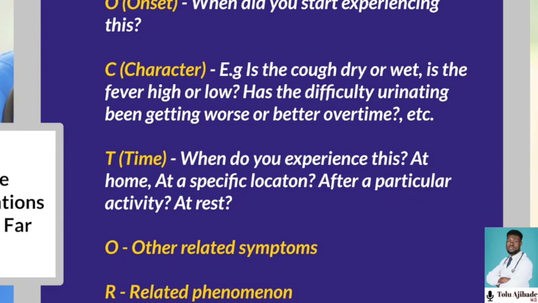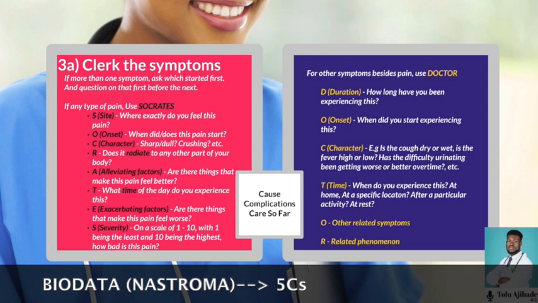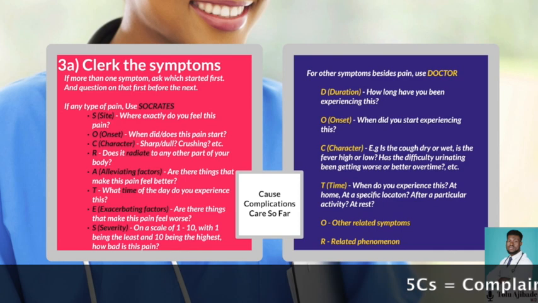So we've talked about SOCRATES for pain symptoms and DOC for other symptoms. So let's get to the other part. There's something I actually forgot to mention earlier. After the biodata, there's something we use called the 5 C's. So the 5 C's are presenting complaint, that's C for complaint. We've done the presenting complaint part.